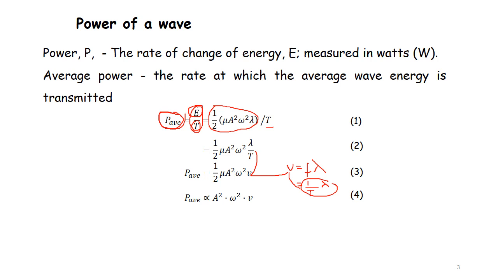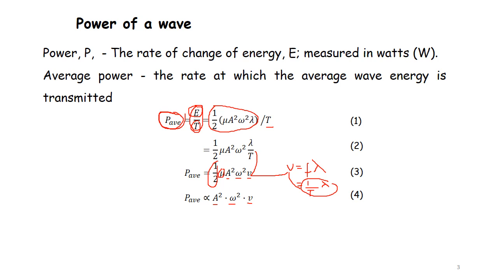And from there, for a medium, mu will be constant, half is also a constant. So what we have left is the amplitude, the wave angular frequency, and the wave speed V, or the wave velocity. So the average power is directly proportional to the square of the amplitude, the square of the angular frequency, and the wave speed. That's what it means.